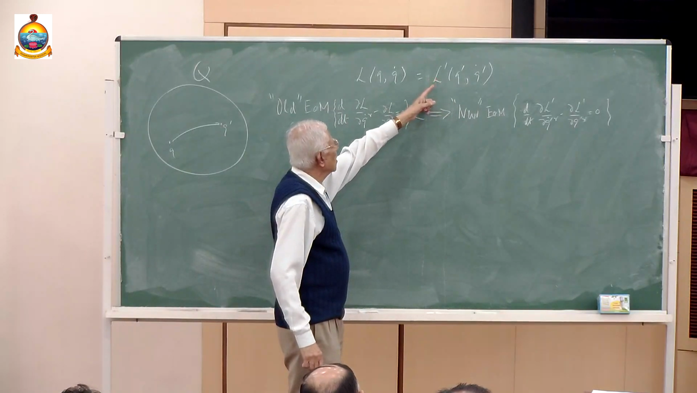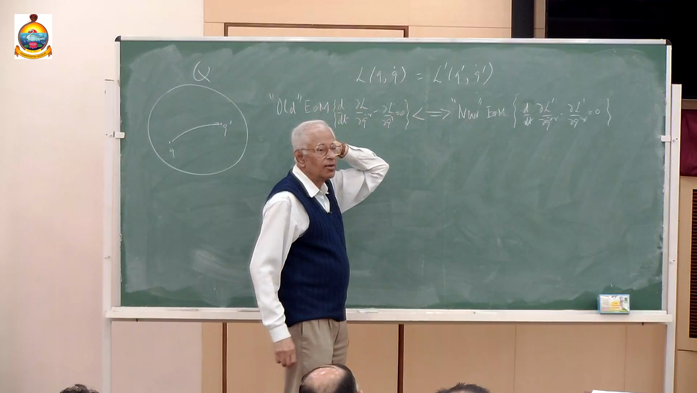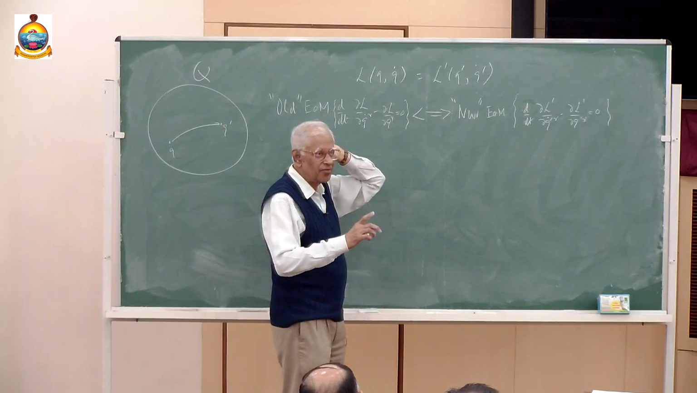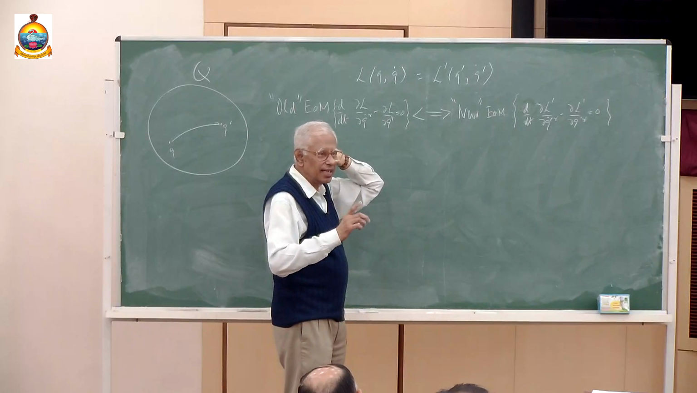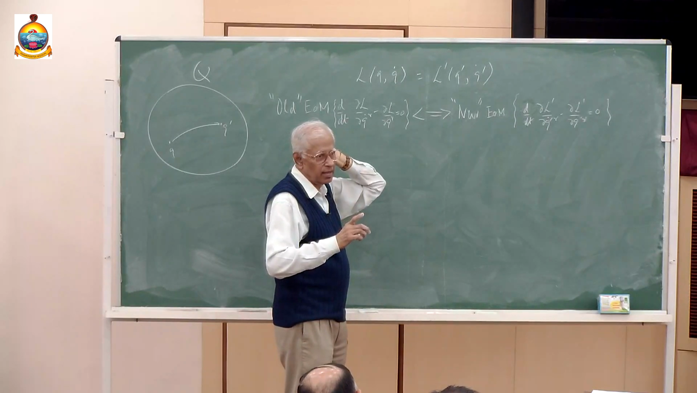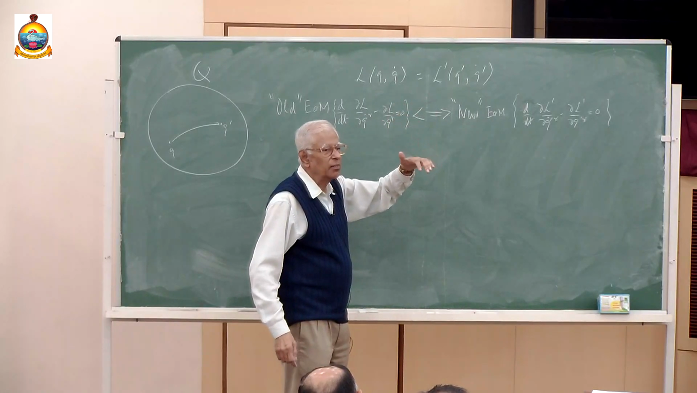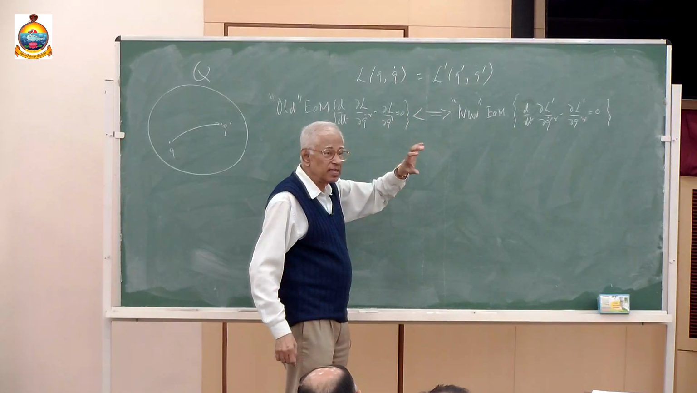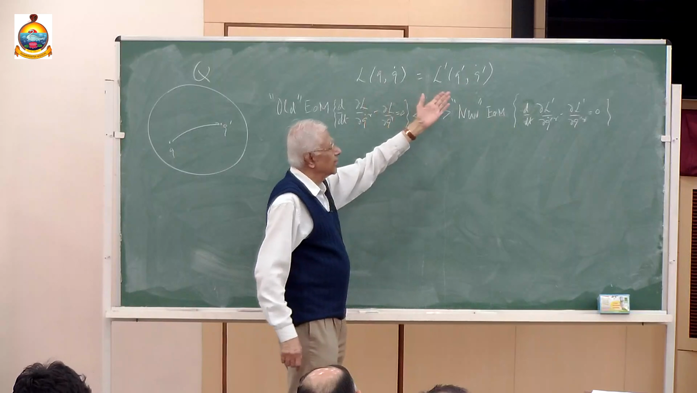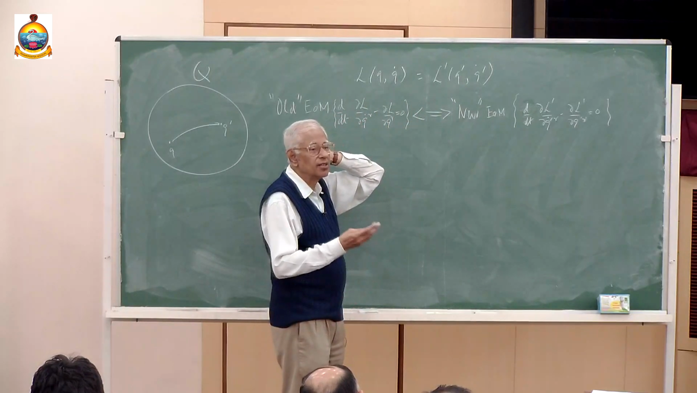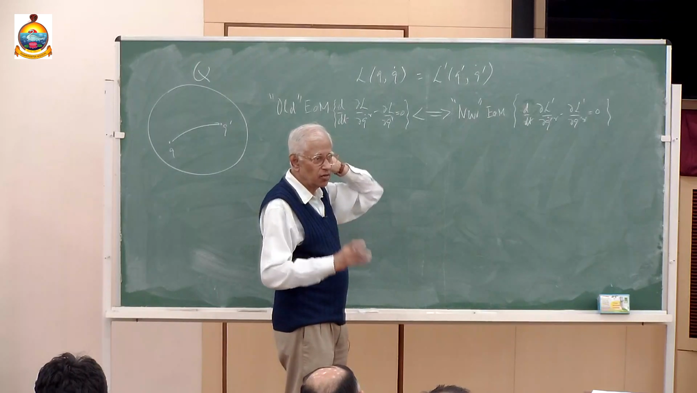The prime on L, what does it mean? What does it mean in words? Form. Functional form in general can be different. In case L prime as a function happens to be the same form as L, you would say you have a symmetry property. The Lagrangian has not changed in its functional form.